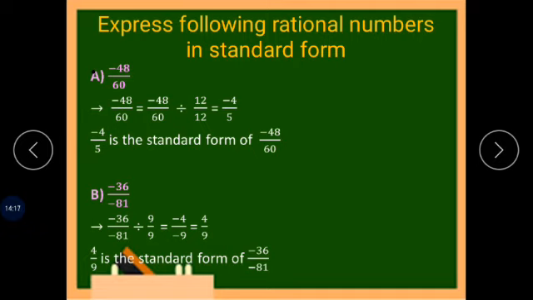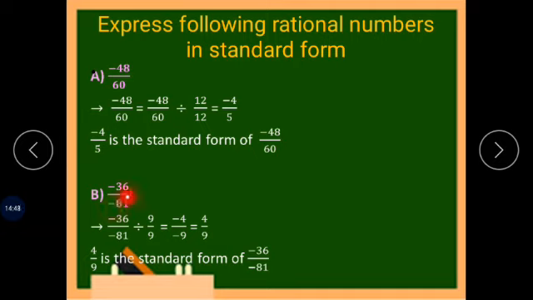Now next example we will see: minus 48 upon 60. So here the highest common divisor is 12. So when you divide the numerator and the denominator, you will get minus 4 upon 5. So minus 4 upon 5 is the standard form of minus 48 upon 60.